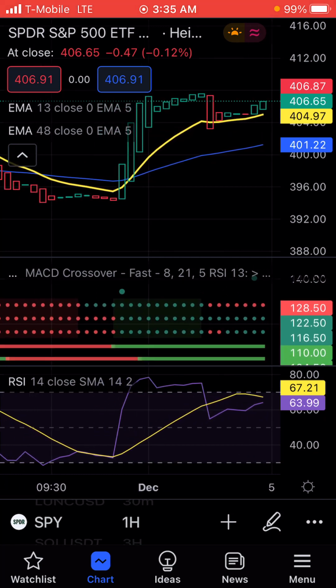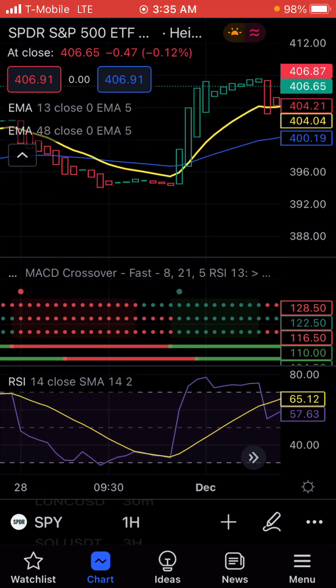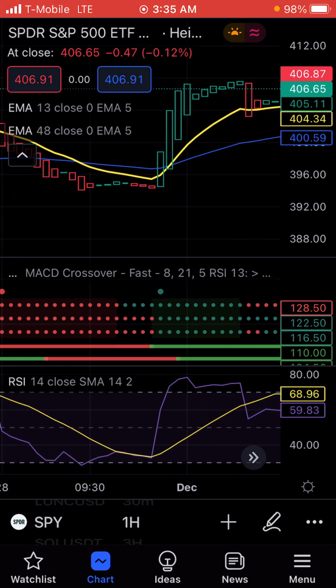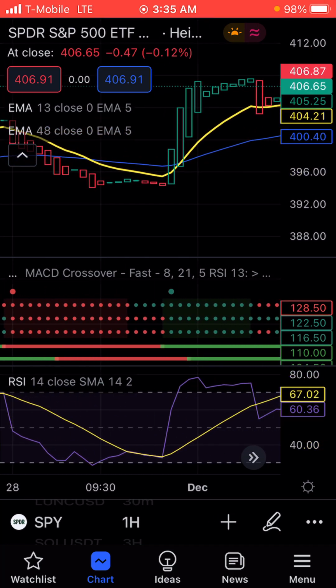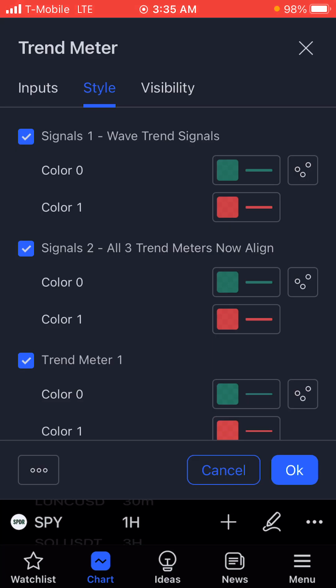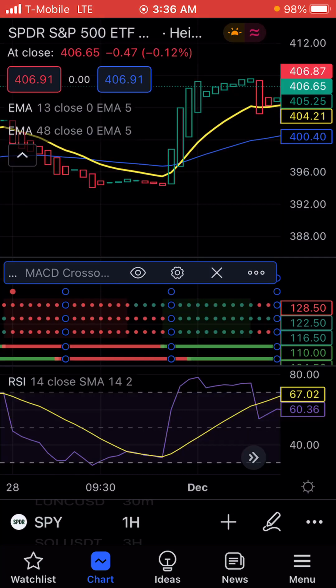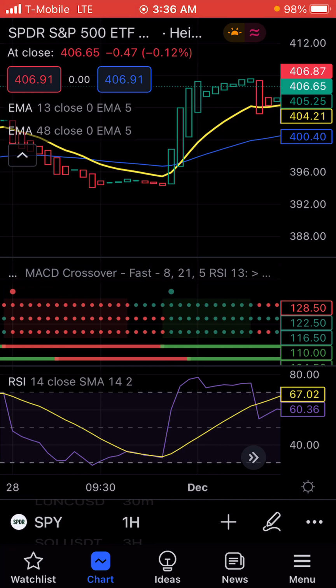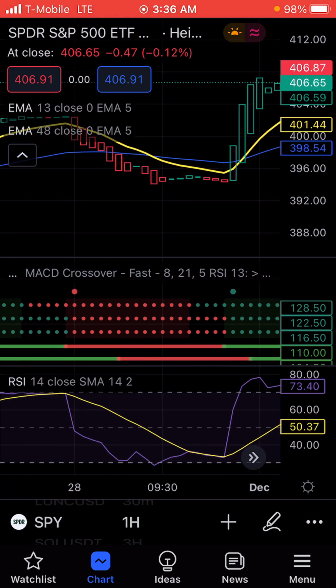The second thing you have to do is look for whenever the 13 and 48 are crossing. The 13 and 48 has to cross around the same time you see one of those dots by themselves, the signal. What are these called, real quick? It's called signal 1, the wave trend signals. So what you're looking for is the wave trend signal, that's the red and green dot by themselves.